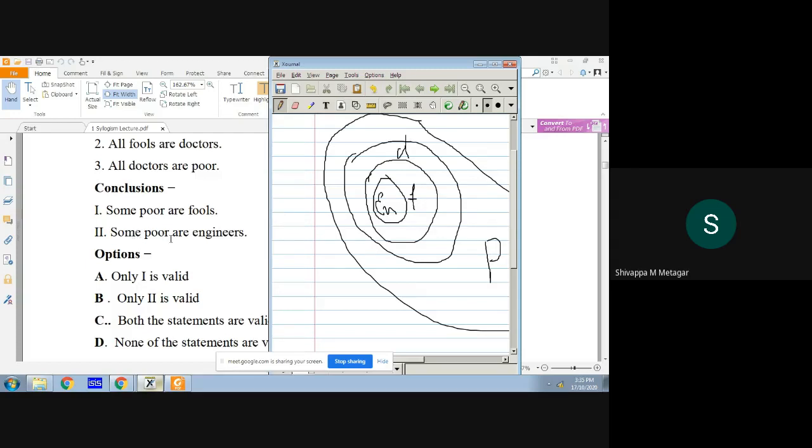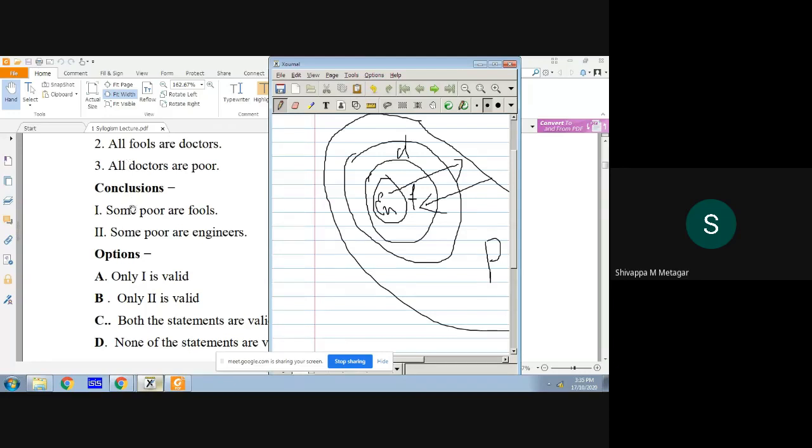The second one they have given: some poor are engineers. Is it that some poor are engineers? Yes, this is also a right answer. Some poor are fools and some poor are engineers, because when we go in the forward direction, all are inside this one, so all of it comes. But if you come in the reverse direction, only some of it is inside the circle. So give the right answer for this conclusion.